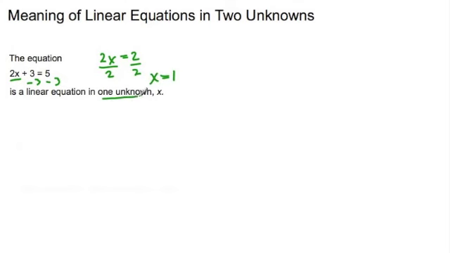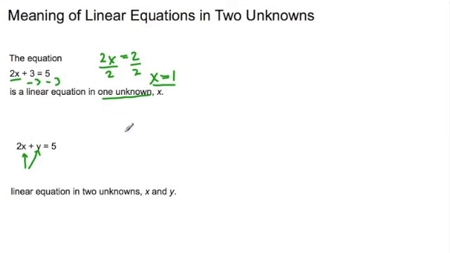There's my one unknown, x. So this equation has a unique solution of x equals 1. But what if I were to change it up a little bit, and instead of having 2x plus 3, I had 2x plus y equals 5? Well, this equation, 2x plus y equals 5, is a linear equation in two unknowns. This time I have x and y. So what I have to think about is, how many solutions are there for this equation?